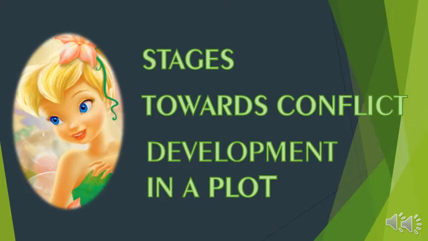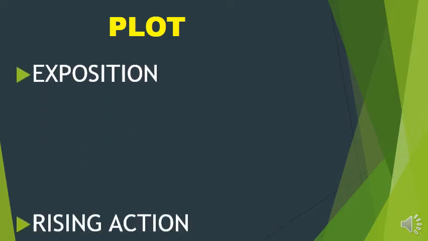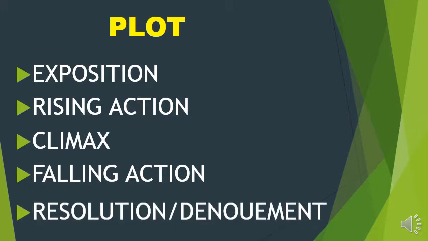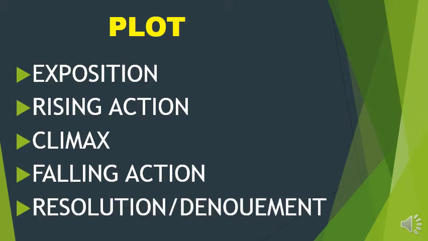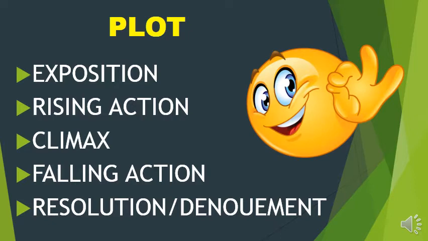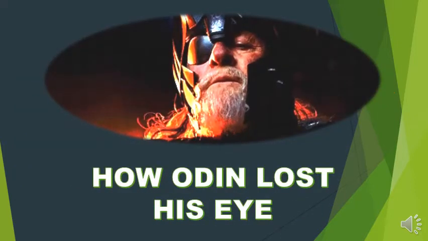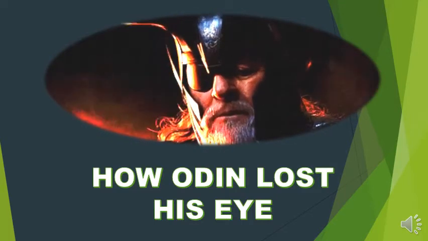After this video, it is expected that you will be able to identify the stages that lead to the conflict development in a plot. The stages are exposition, rising action, climax, falling action, and resolution, also known as the denouement. Let us discuss these stages one by one, and we will be using the story How Odin Lost His Eye as a springboard for better understanding of the lesson.